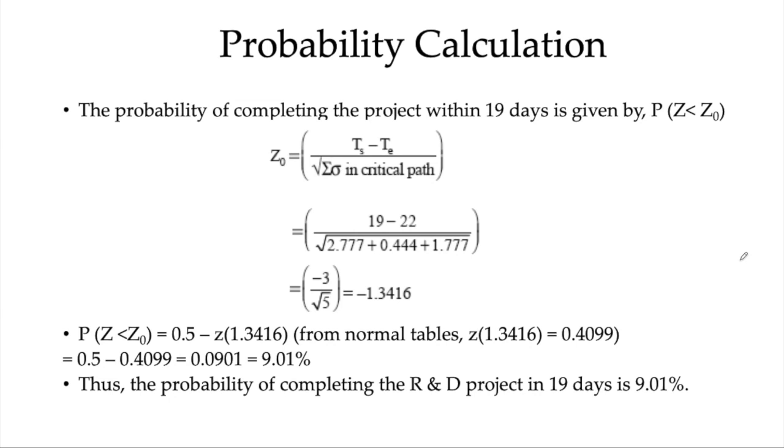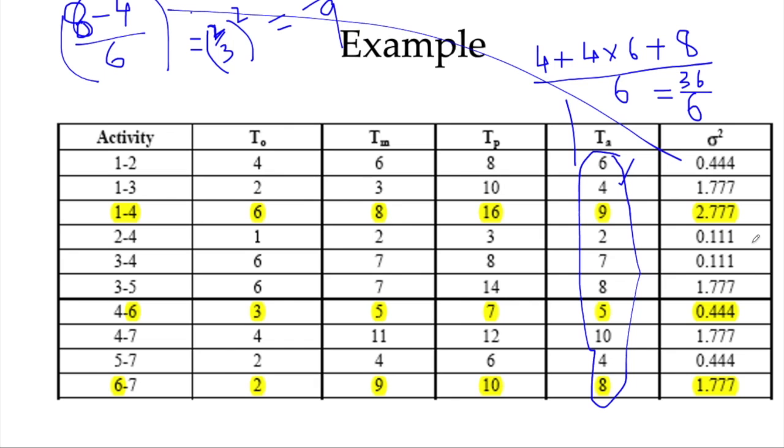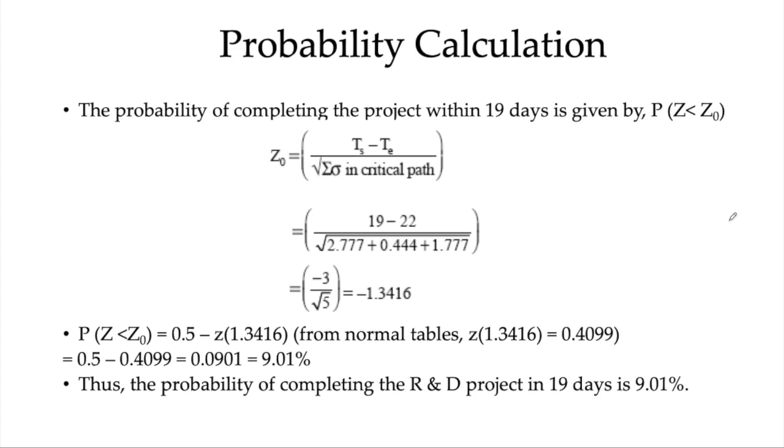Now once you have this, then in the case of PERT, the questions can be asked as, what is the probability of completing the project within 19 days? Because in this analysis we have found that the project duration is 9 plus 5, 14 plus 8, 22. So according to this time estimate, the mean time of completing this project is 22 days, say. Now the question can be, what is the probability of completing this project within 19 days?